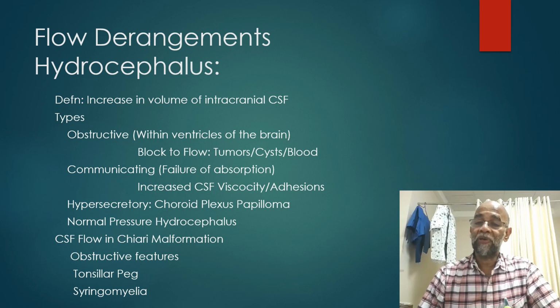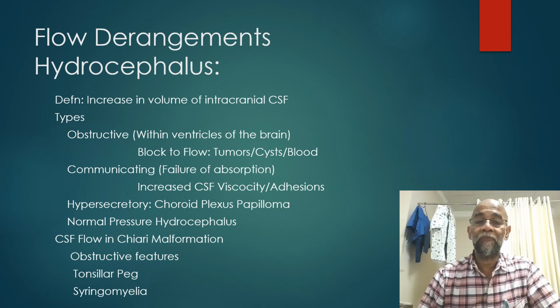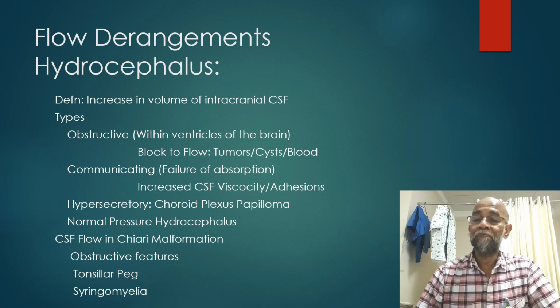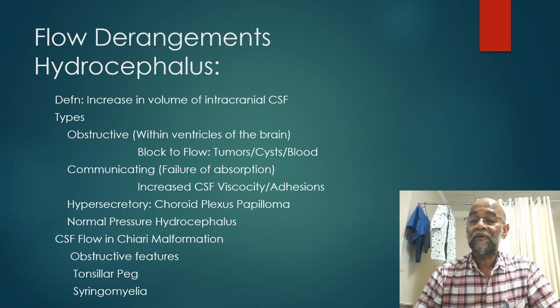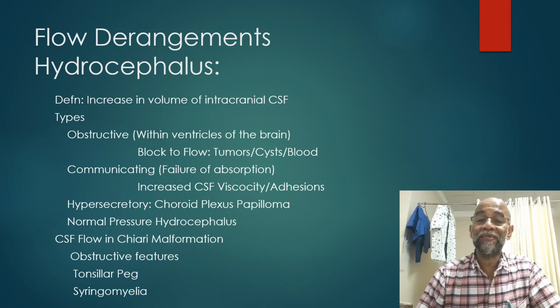In communicating hydrocephalus, CSF flows through the ventricular system. It exits the ventricular system through the foramina of Magendie and Luschka, but then the absorption is impaired. Why is it impaired? It can be impaired because the CSF viscosity is high, as in some tumors where there's an increased protein. It can be increased because of increased viscosity after meningitis, after tubercular meningitis. It can be increased resistance to absorption because of adhesions which prevent the CSF from reaching the arachnoid granulations.